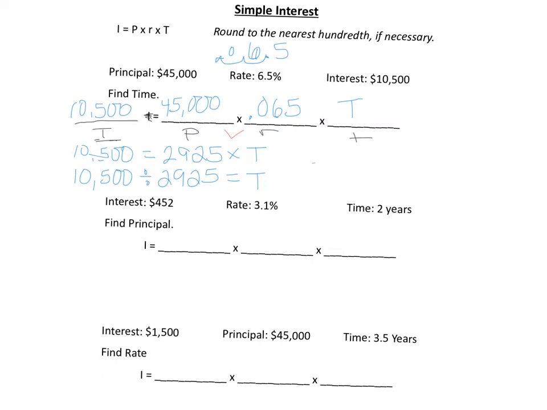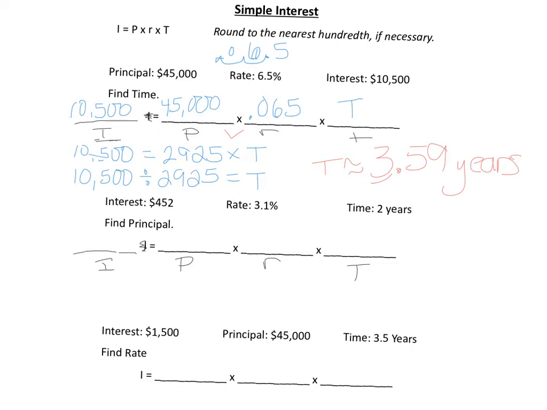And we find out that with rounding, T is approximately 3.59, and we know it's going to be years. So finding interest is really easy because that's just multiplication. The moment you find principal, rate, or time, there's going to still be multiplication, but then there's that extra division step. Now taking a look at the second one, again, we're not finding R. We're not finding I. In this case, we're going to find P.